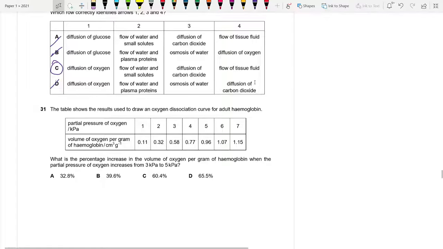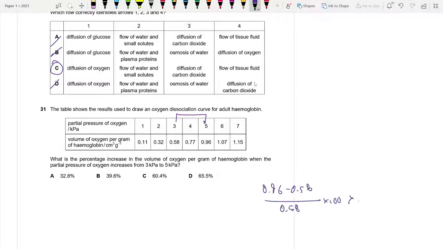31. The table shows the results used to draw an oxygen dissociation curve for adult hemoglobin. What is the percentage increase in volume of oxygen per gram of hemoglobin when the partial pressure increases from 3 to 5? Okay, so it's 0.96 minus 0.58 divided by original 0.58 into 100%, right? So 0.96 minus 0.58 divided by 0.58 into 100%. That's an increase of 65.5% of oxygen per gram of hemoglobin. So 31 should logically be D.